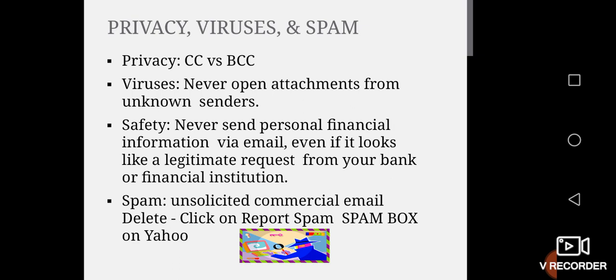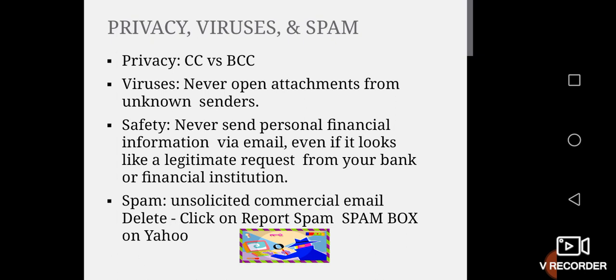And privacy, viruses and spam. Privacy: we are using CC and BCC, which I already explained to you. Carbon copy and blind carbon copy. When you don't want others to know each other's email ID, we give the recipients' information in BCC. And if everyone else can know each other's email ID, then we can go with CC.